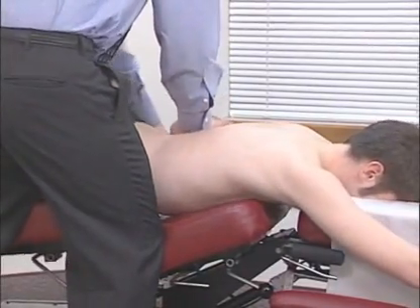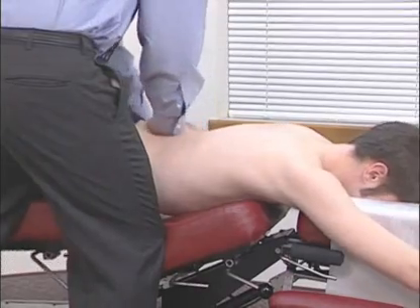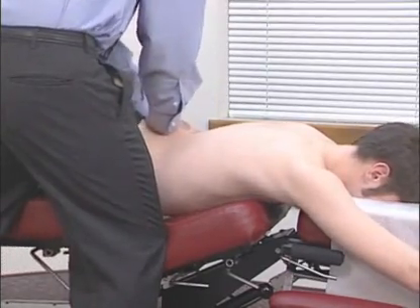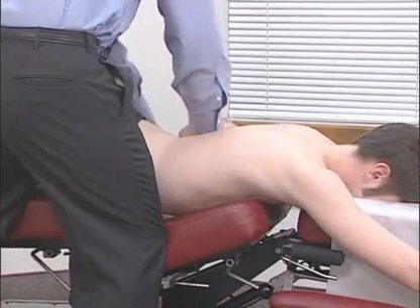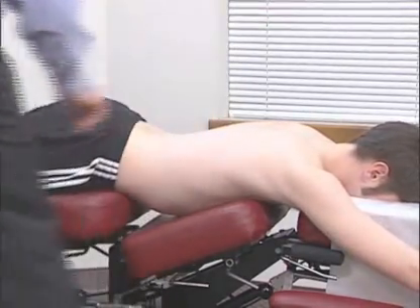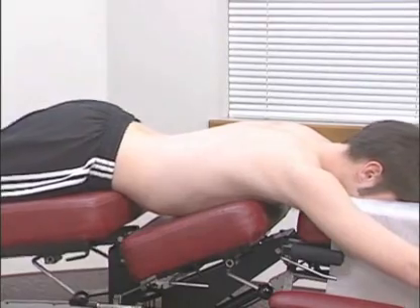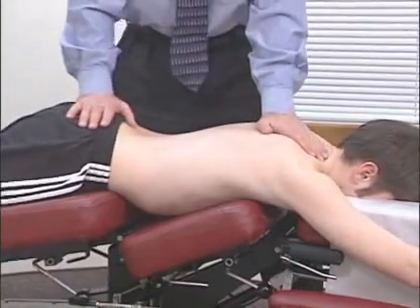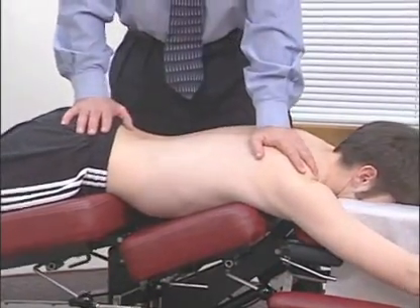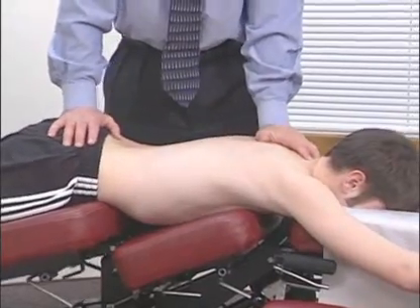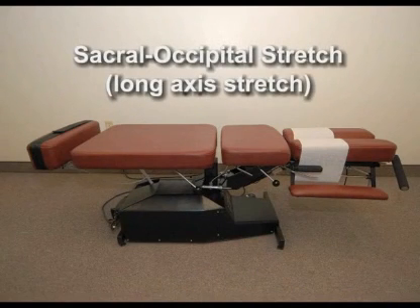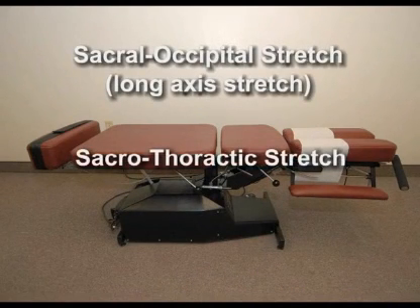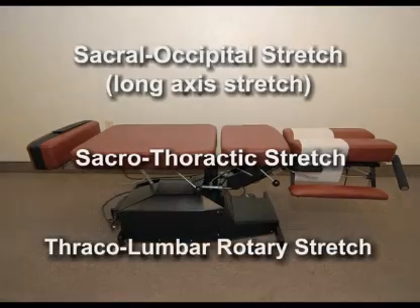Motion-assisted stretches are applied for approximately 1 to 2 minutes. This procedure provides a relaxing stretch to the muscles and incorporates intervertebral traction to the spinal joints. Notice any pain or discomfort expressed by the patient. Discontinue stretches if pain or discomfort persist. When stretching specific muscle groups, follow the direction of the muscle fibers with your fingers. These are the most commonly used stretches: sacrooccipital stretch or long axis stretch, sacrothoracic stretch, thoracolumbar rotary stretch.